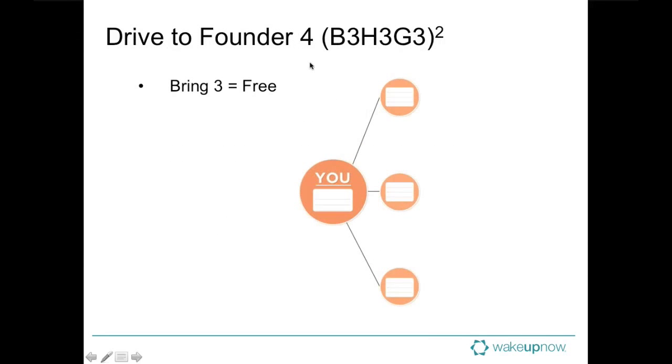Okay, so we talk about after that. So what's next? I've gotten the B3H3G3. The next step is you're going to try and get to founder 4. So let's recap the steps real quick. Bring 3. At that point, your product is going to be free. You're going to get a commission that's equal to your subscription.